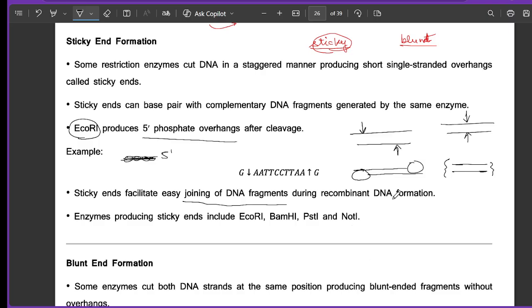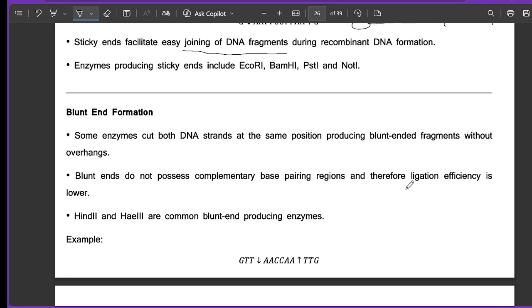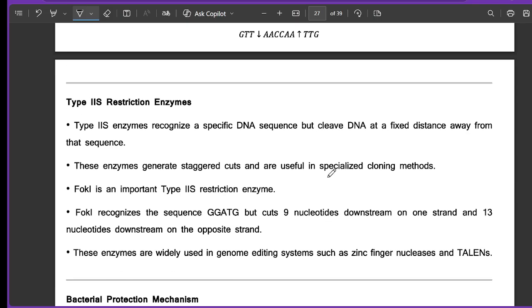But if you take a restriction enzyme which is producing blunt ends, for example HindII, for example HaeIII, these will produce blunt ends, and although they will not help us to easily ligate that DNA, still they are used somehow. Now there are some type 2S restriction enzymes as I told you, and the important example is FokI. This FokI recognizes the sequence GGATG and it cuts 9 nucleotides downstream. Now see, let's say we are taking a DNA strand, here 5' to 3' and here 5' to 3'.